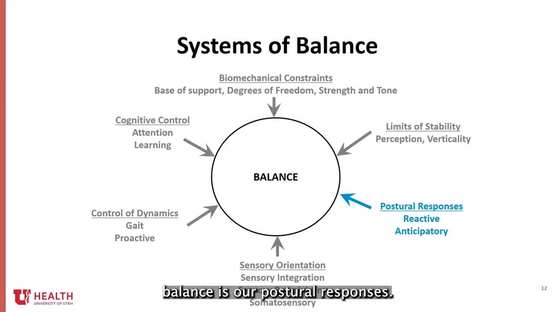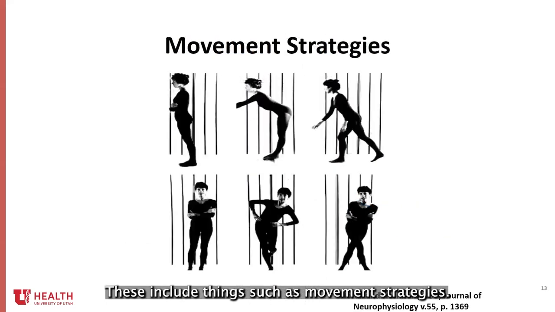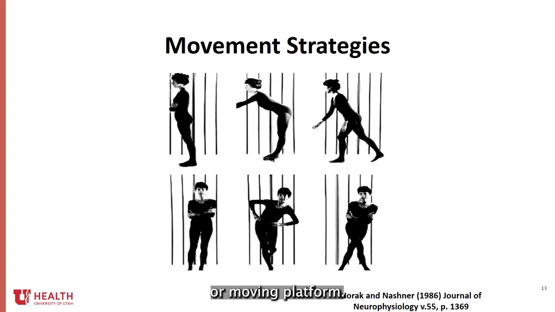Another system of balance is our postural responses. We can think of postural responses as both being reactive and anticipatory. These include things such as movement strategies. You can think about this as how you would respond to a loss of balance, or how you would respond to a swaying or moving platform.